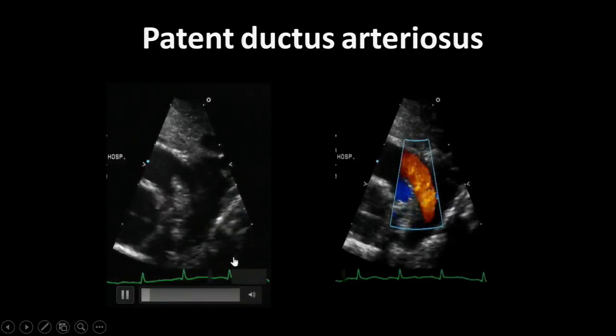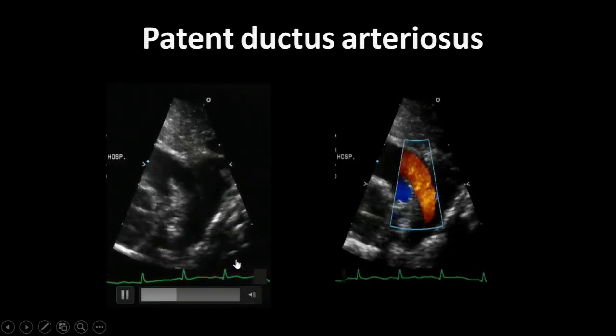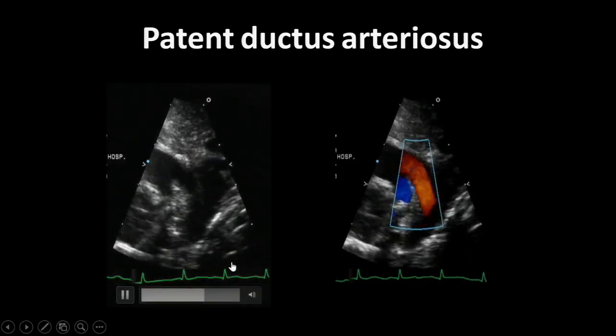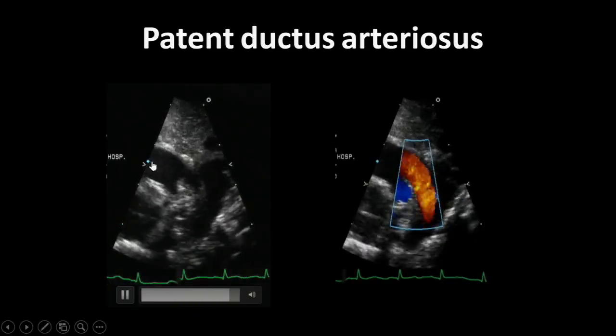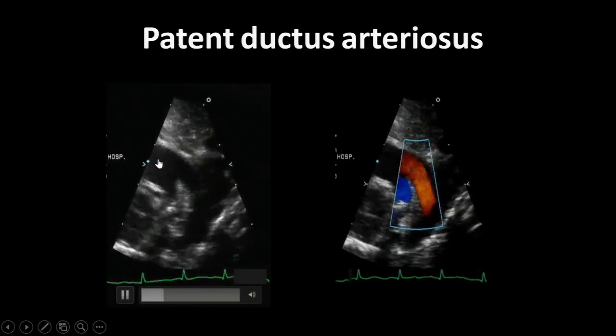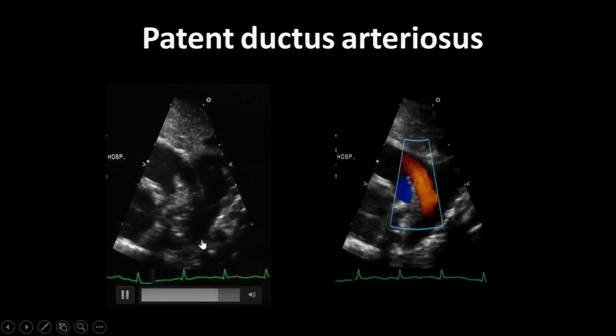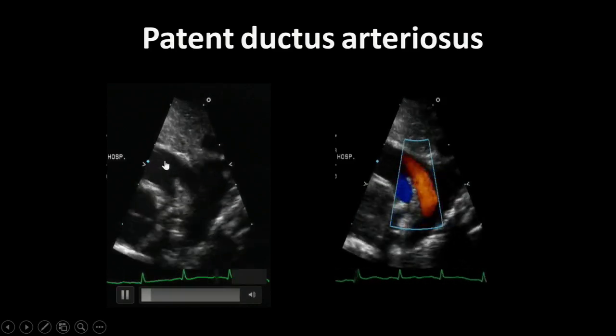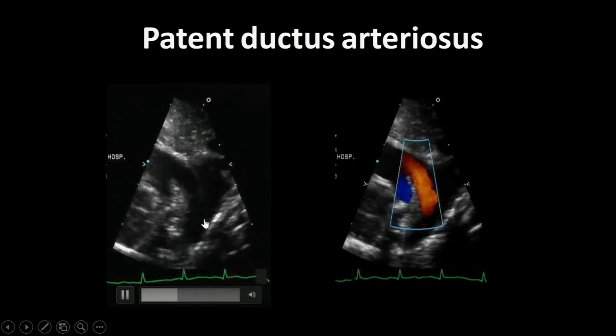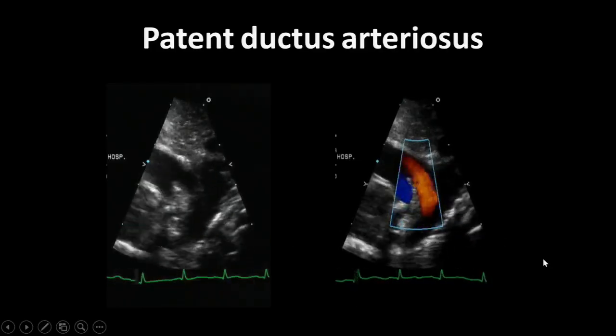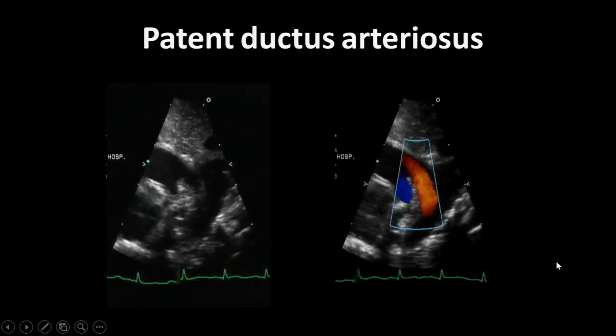This is an example of a patent ductus arteriosus, a typical kind of ductal view over on the high left chest, the dot at 12 o'clock. Just to remind you of the anatomy, MPA here, aortic arch coming around like that, and here's the ductus going from the pulmonary artery end into the aorta. If you look on the color Doppler, you can see this bidirectional flow here.